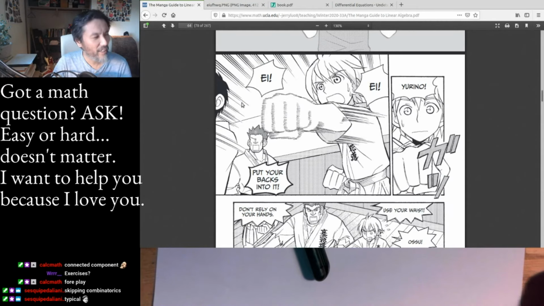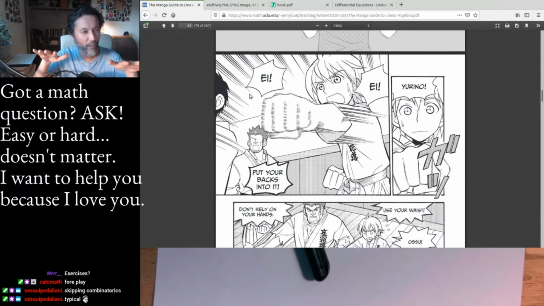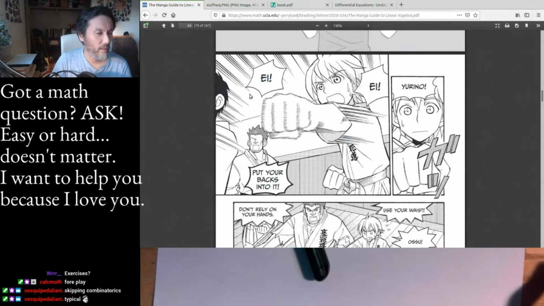So, I understand the structure of this manga now. We start with these training sessions in the dojo, but then we go to the tutoring sessions, and I think there's supposed to be some parallel here. So if we want to truly understand what's happening in those tutoring sessions, I think we can more or less just take a look at what's happening here.